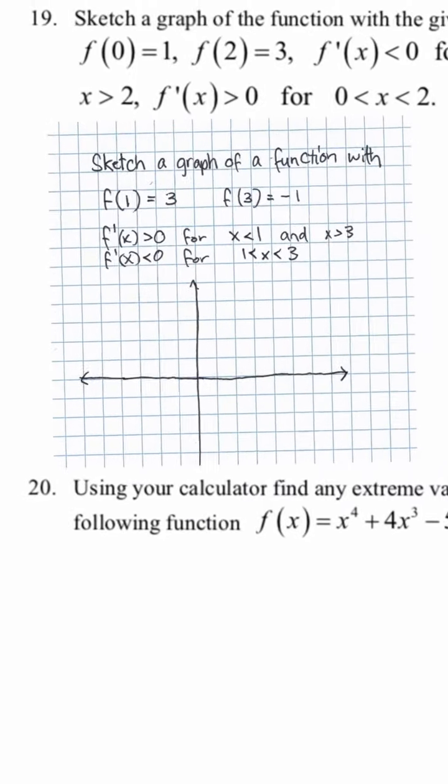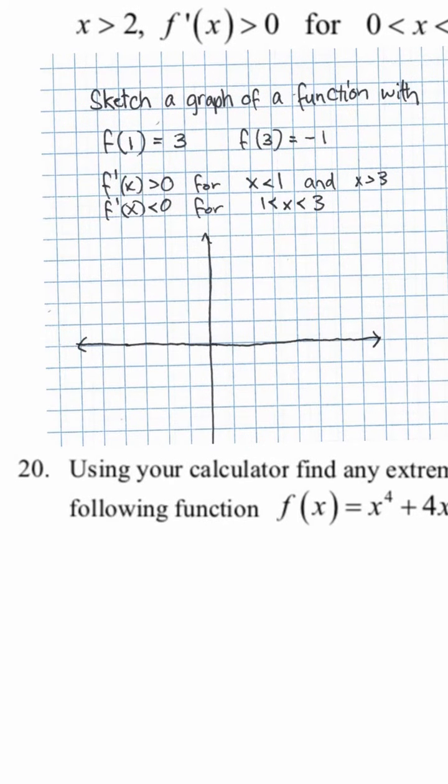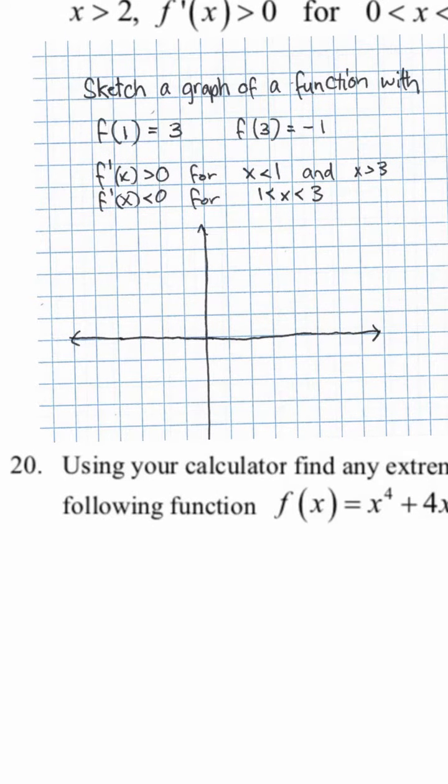Okay, so I created one where we're going to sketch the graph of a function that has points at (1, 3) and (3, -1). That is increasing. The derivative is positive when x is less than 1 and when x is greater than 3. And that is decreasing. The derivative is negative between 1 and 3.